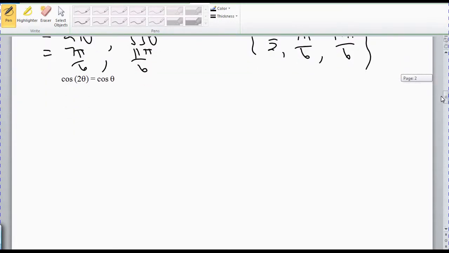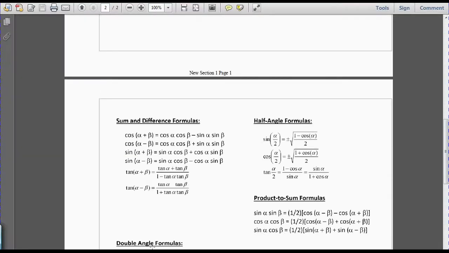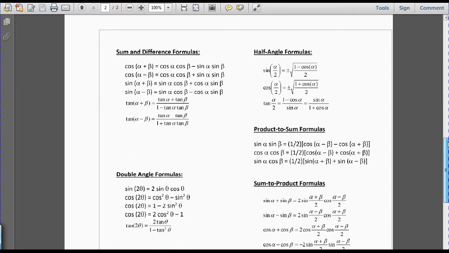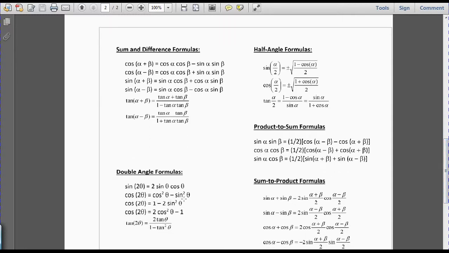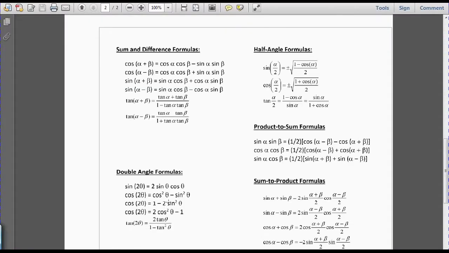Now let's solve this one. Cosine 2 theta equals cosine theta. Now cosine 2 theta I don't like. So what that means is I'm going to go to my trig formulas and see what cosine 2 theta equals. So I have a choice. I can use cosine squared minus sine squared, or 1 minus 2 sine squared, or 2 cosine squared minus 1. Since this right side is cosine, I'm going to use 2 cosine squared minus 1.